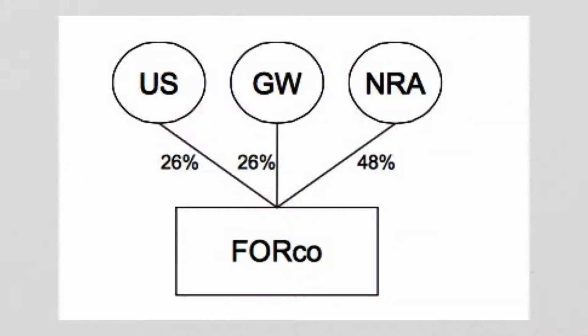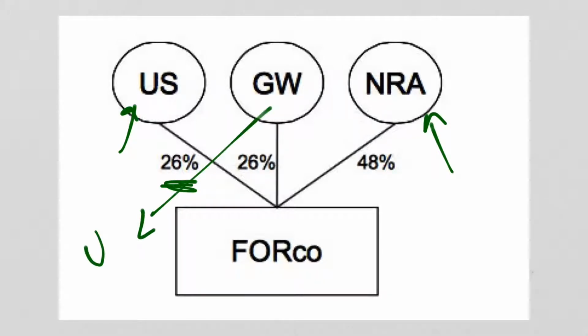Here's an example. We have a U.S. shareholder here owning 26%. We have a non-resident alien owning 48%. And then we have GW here, which we'll label being another U.S. shareholder for the time being. And let's start with the illustration where it's another shareholder, and it owns 26%.